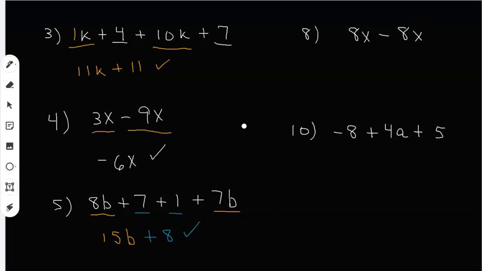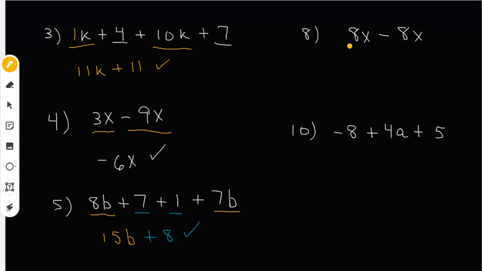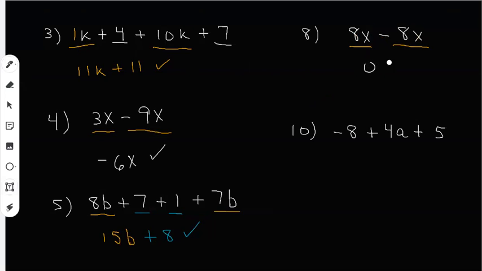Okay, so number 8 is going to be 8x minus 8x. Notice that they both end with an x. So I'm going to underline these with the same color because they are like terms. And when I do 8 minus 8, I'm going to get 0, right? 0x, because I have to bring down the x, right?